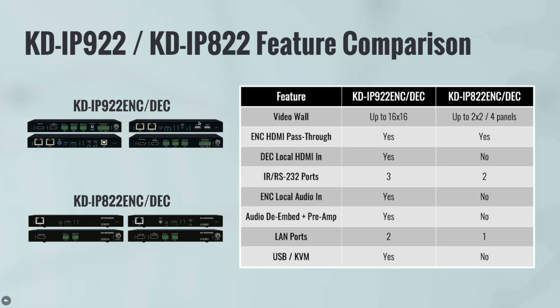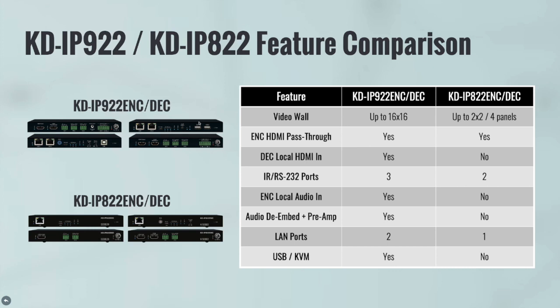Both encoders have HDMI pass-through. The 822 system does not have a local HDMI input for localized switching. There are 3 I/O ports on the 922s, 2 I/O ports on the 822s. The 922 system does have a local 3.5 millimeter input for audio to come in on that source side. The 822 does not have it, and because there's no audio de-embed on the 822s, there's also no preamp functionality, but that is offered on the 922 encoder and decoder.